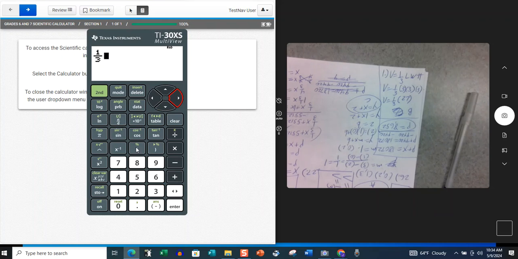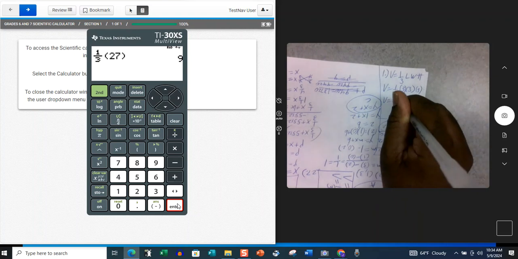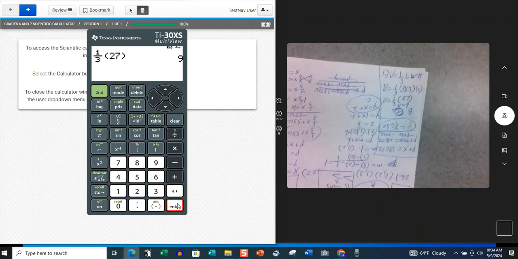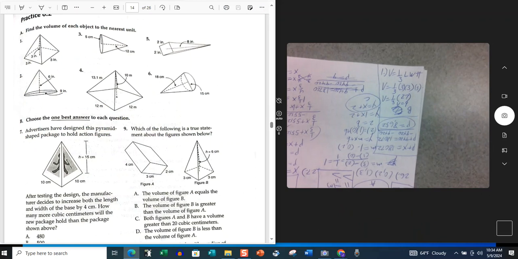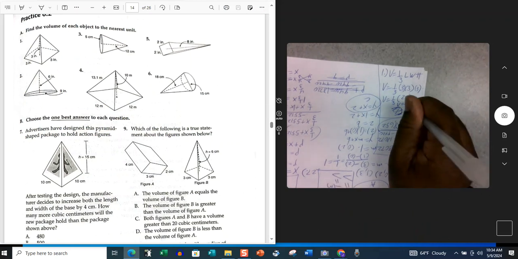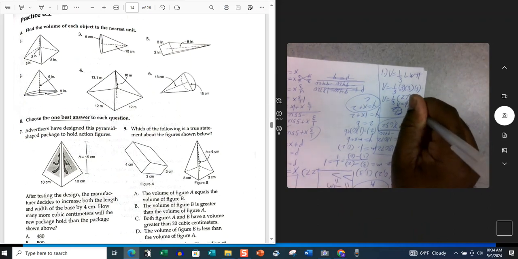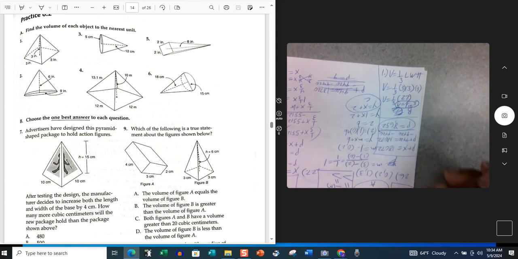Then we could do the open parenthesis, 27, and then press enter. So our answer here is 9. So the volume is actually 9, and here we had inches, so it's 9 cubic inches. 9 inches to the third power. So the volume is 9 cubic inches.